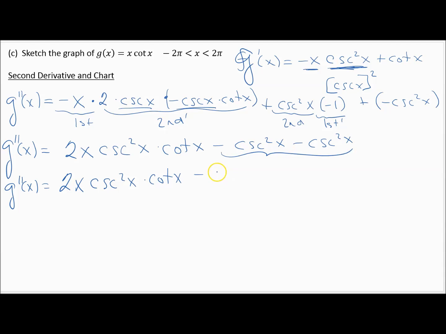again, like terms right here. So there's two of those. So minus 2 cosecant squared of x. Now that is our second derivative.